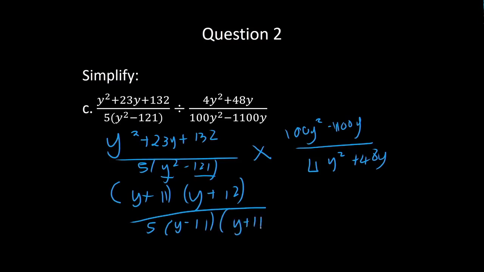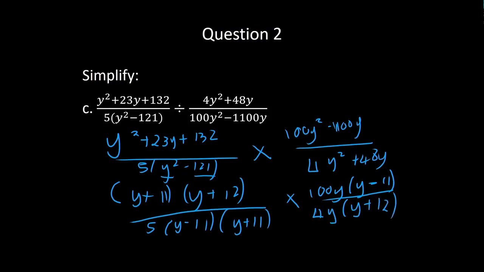The square root of 121 is 11. So we have y minus 11 times y plus 11. In the numerator, I can take out a common factor of 100y, and I'll be left with y minus 11. And in the denominator, I can take out a common factor of 4y, and I'll be left with y plus 12.